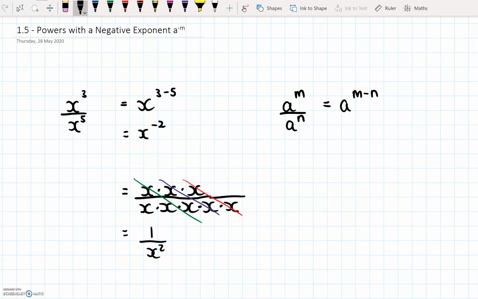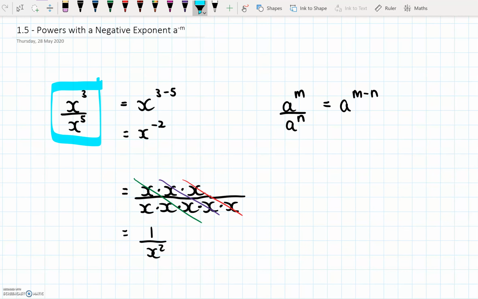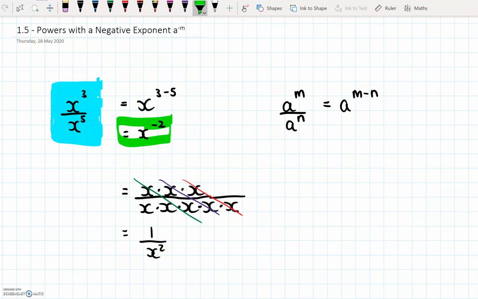So we've just done the same question in 2 different ways, and we've gotten 2 different answers. But both questions started out with this part here, yet we got 2 different answers. We got the answer of x to the power of minus 2, but we also got the answer of 1 over x squared. So which one is correct? Actually, they both are.